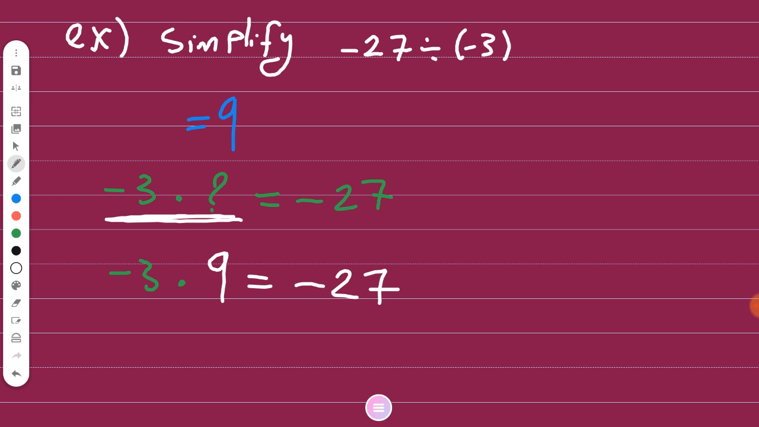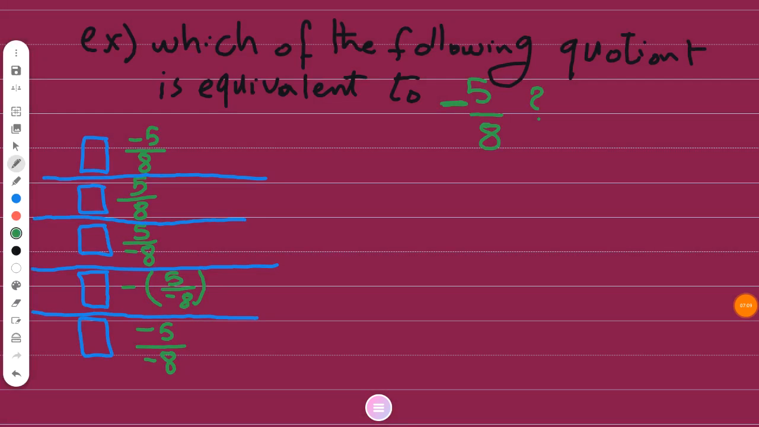Okay, let's move to another example. Let's solve this example. Which of the following quotients is equivalent to negative 5 over 8? It looks like a fraction. A fraction is the same as dividing. So this means dividing negative 5 by 8. Which one of these is equivalent?